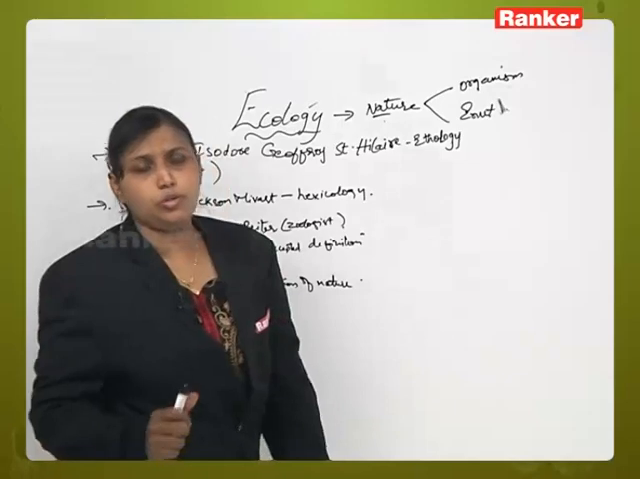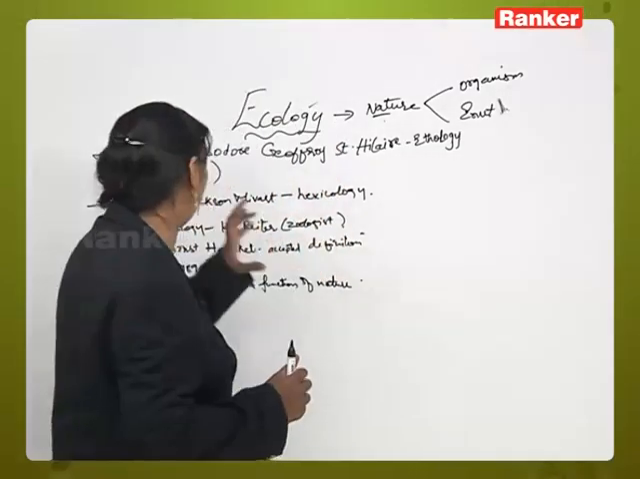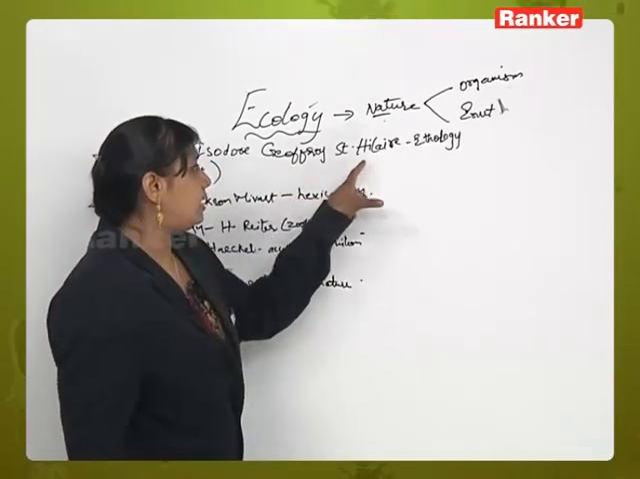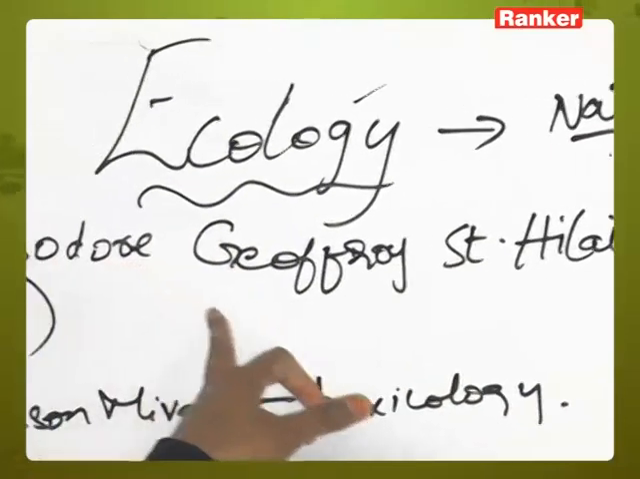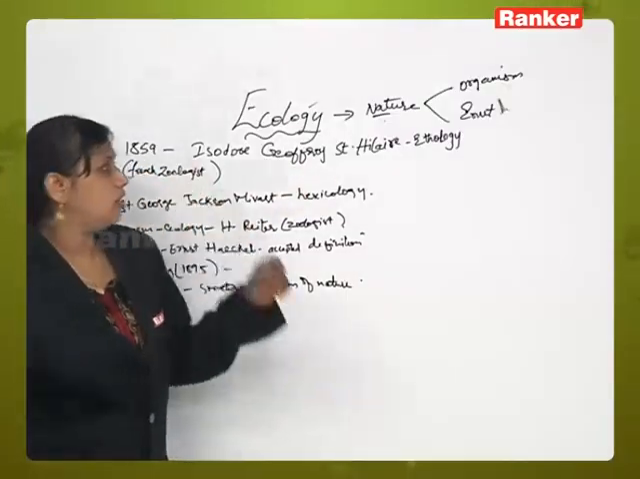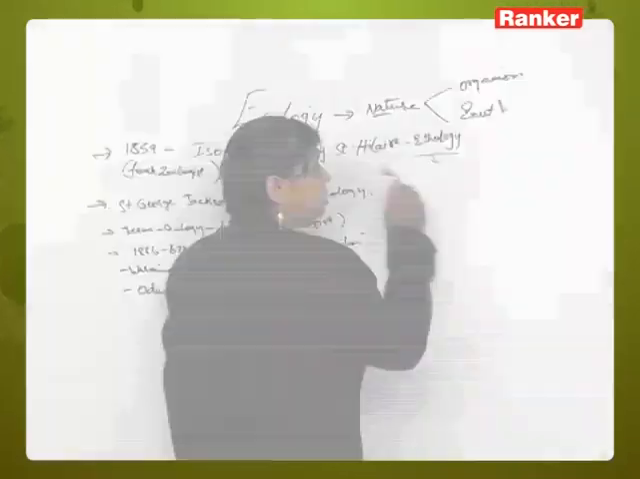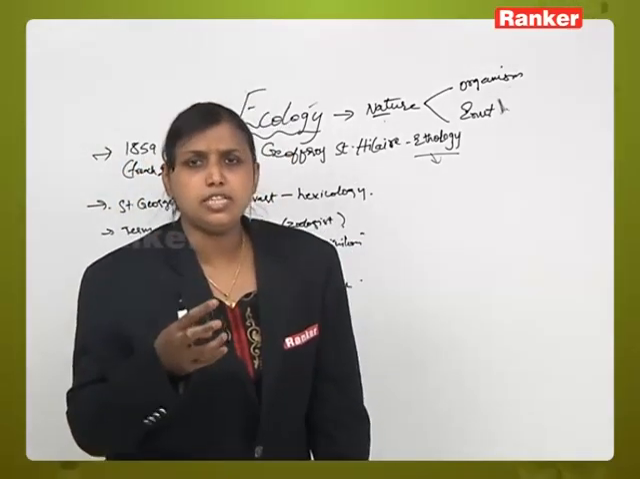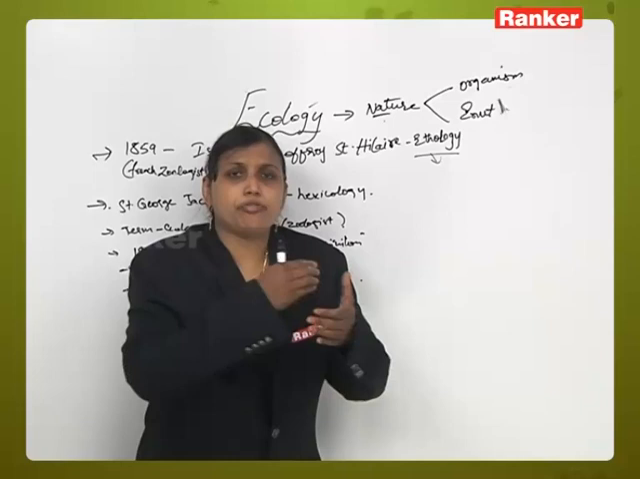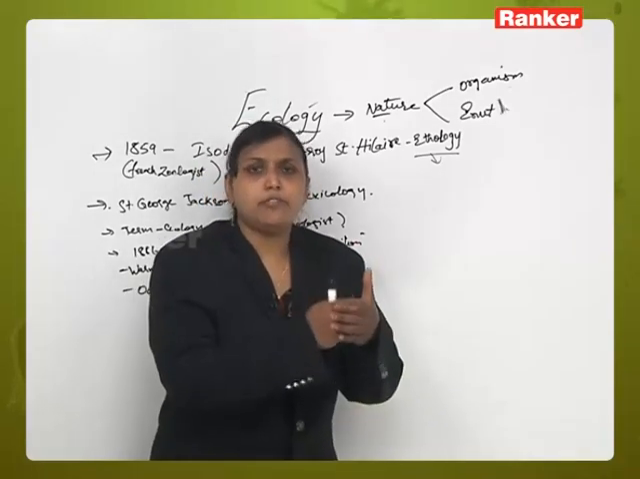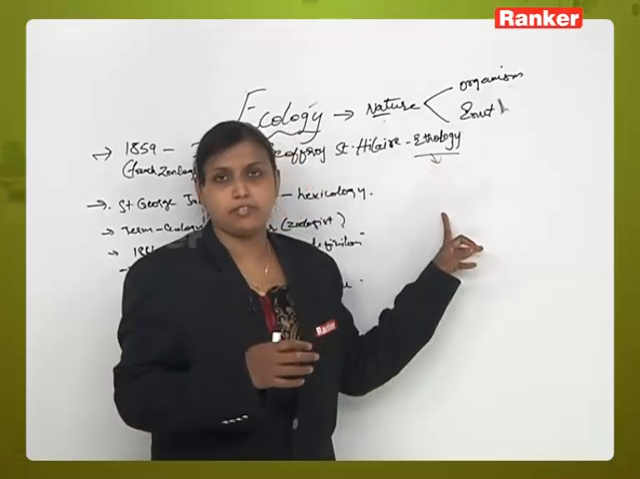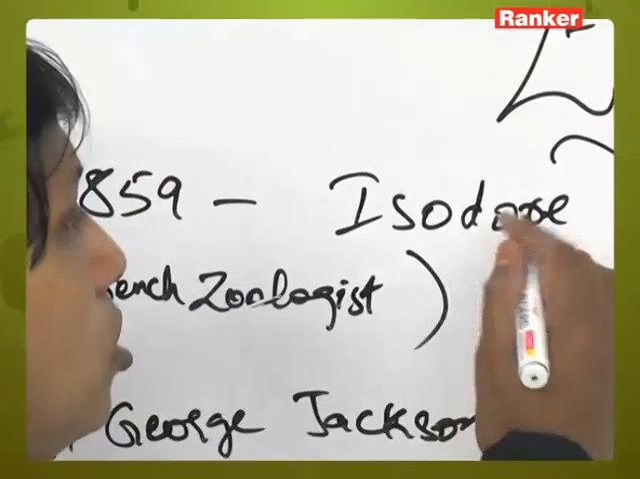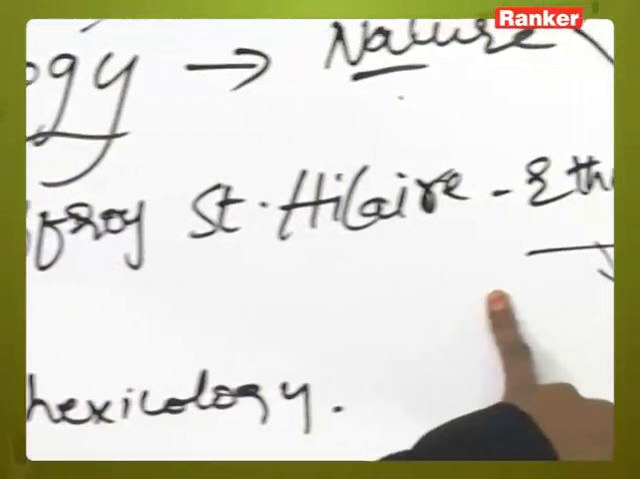Now who was the first one who studied ecology? In 1859 a French zoologist named Isidore Geoffroy Saint Hilaire was the first ecologist. Actually he is a zoologist, but he used a word for the first time, that is called ethology. Ethology is nothing but a study of the relationship of an organism with its family, with its society where it is living or surviving. So the first rough idea was given by the French zoologist Isidore Geoffroy Saint Hilaire, by giving a term called ethology.